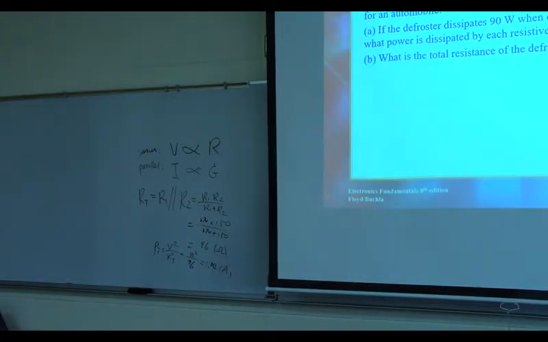Okay. Assume there are two resistor wires that form a rear window defroster for an automobile. If it dissipated 90 watts when connected with a 12.6 volt source, what is the power dissipated by each resistor wire? Okay, now you do it.